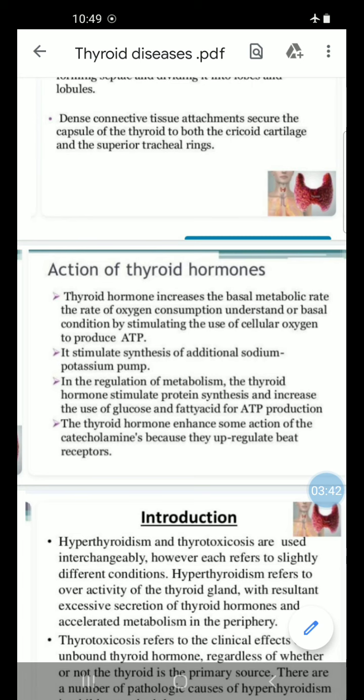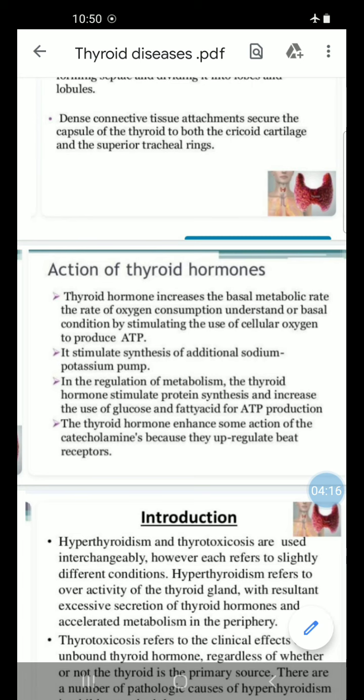Next, it is helpful in the regulation of metabolism. Thyroid hormone stimulates protein synthesis and increases the use of glucose and fatty acids for adenosine triphosphate, that is ATP, production. Thyroid hormone also enhances some actions of the catecholamines because it upregulates beta receptors.